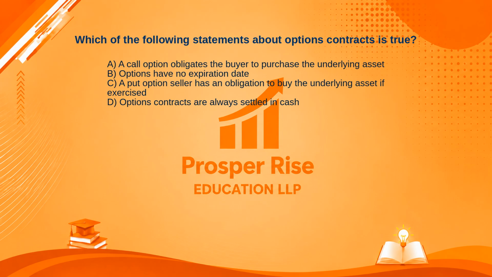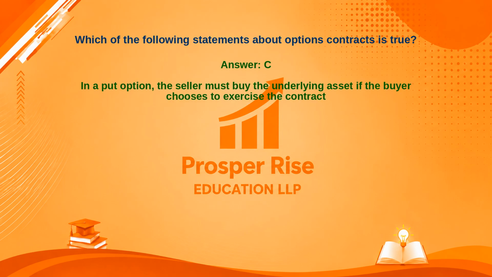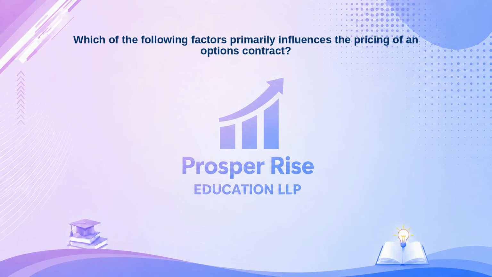Take a moment to pause the video and decide. The correct answer is option C. Let's see why. In a put option, the seller must buy the underlying asset if the buyer chooses to exercise the contract. Which of the following factors primarily influences the pricing of an options contract?